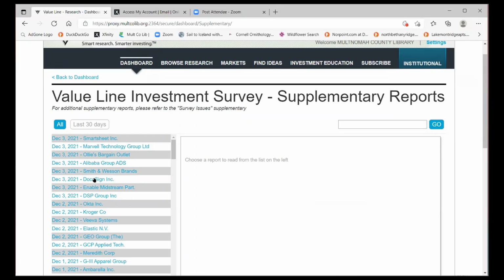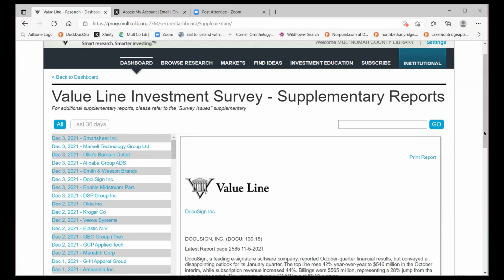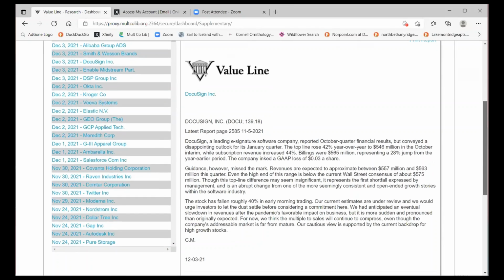And we got, for instance, DocuSign, and there's the write-up on what happened to DocuSign, and the last paragraph is always their opinion of what that is, what that's going to mean to them as far as their rating system. The first part is the news. The last paragraph will always be what they think they're going to do about it as far as their rating system.